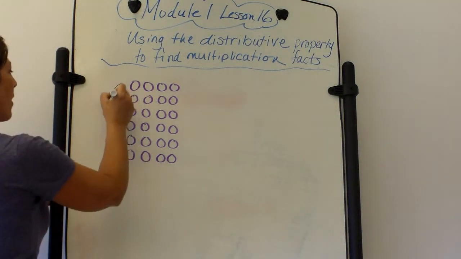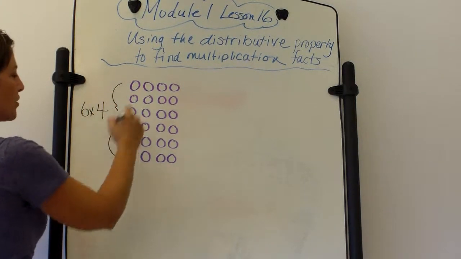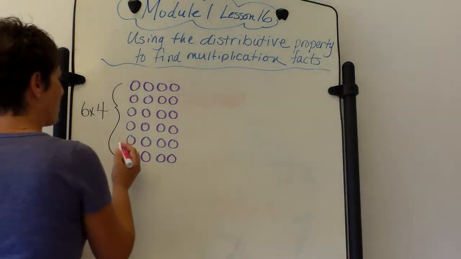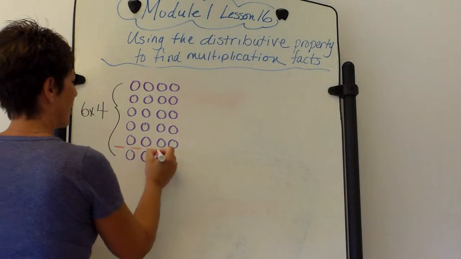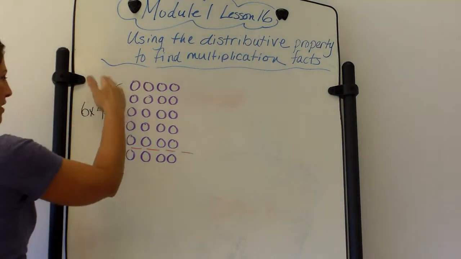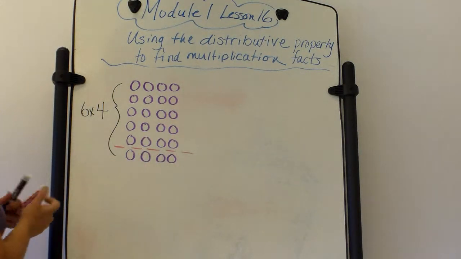Here's an array for the problem 6 times 4. We have 6 rows of 4. The numbers 6 and 4 are not all that easy to work with, but the number that is easy to work with is 5. I can count by 5s very easily. So what if I thought of my array, instead of 6 times 4, in 2 smaller chunks?